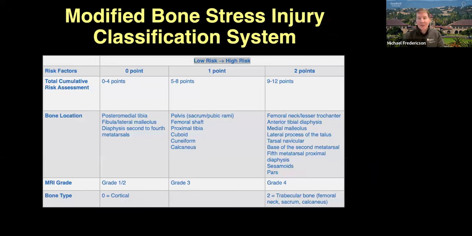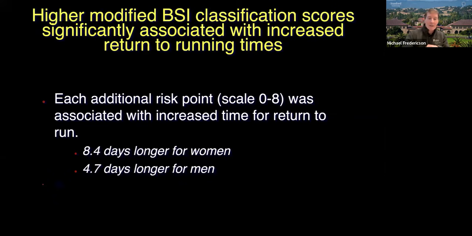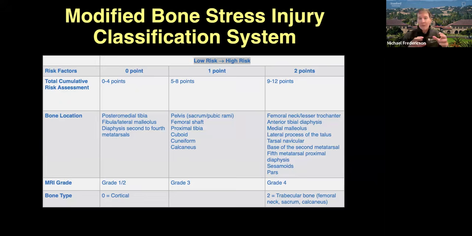So putting this all together, and this is something we just published, you put together all of those four things we talked about. So what is their cumulative risk assessment? Triad risk factors or RED-S. What's the bone location? Is it in a high risk, medium, or low risk area? What's the MRI grade? And then what's the bone type? Is it cortical or trabecular bone? And you can come up with, based on the points, a better idea of how long it's going to take for return to play.